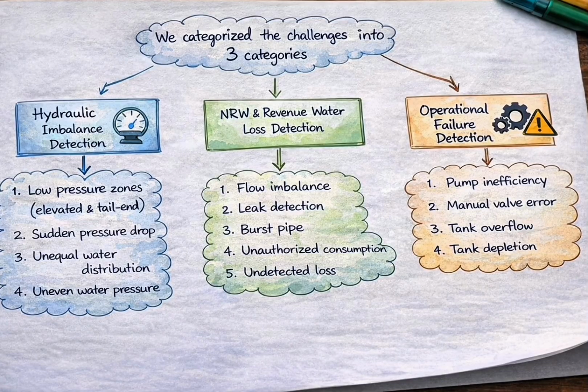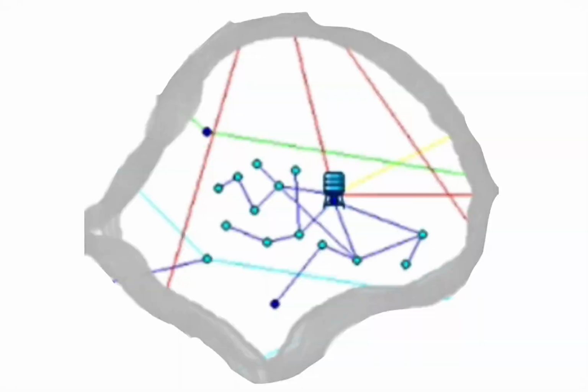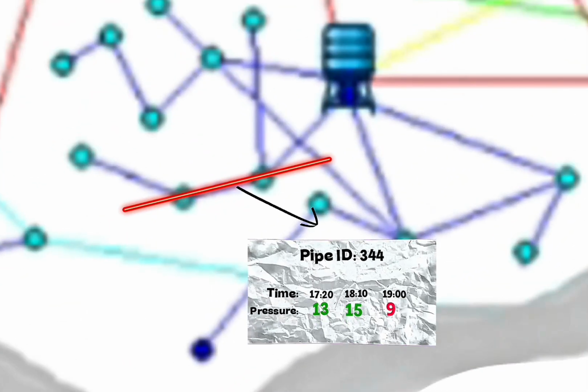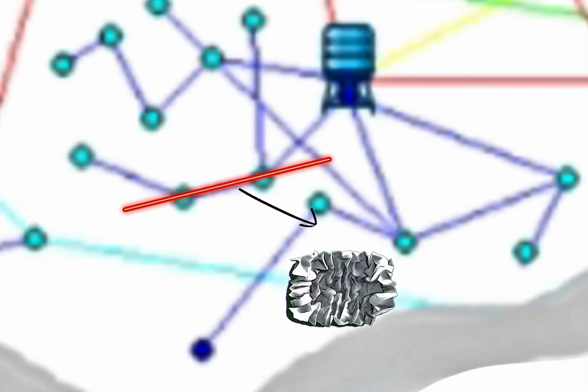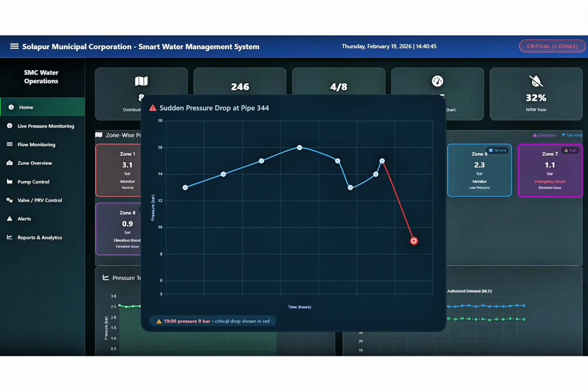Having addressed low pressure detection, now we'll move on to sudden pressure drops. In zone 3, the pipe will be monitored continuously. The pressure drops from 18 meters to 9 meters within a short period. In the graph, you can clearly see the pressure curve sharply going down. This sudden fall is automatically identified by the system as a pressure drop event. Then the system immediately generates an alert.